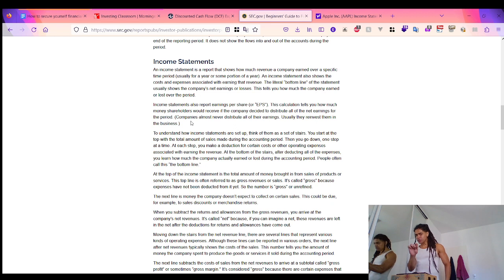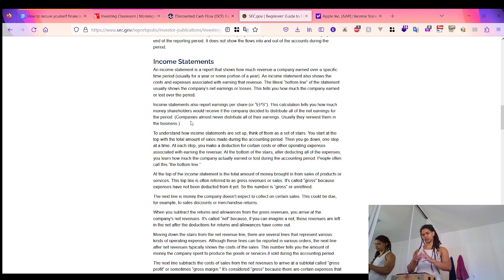I'm going to make a quick recap about income statements so far. Income statements show how much revenue a company made and the associated costs and expenses of earning that revenue in a period of time. It can be quarterly or annually. The bottom of the statement is called the bottom line because it shows a company's net earnings or losses.